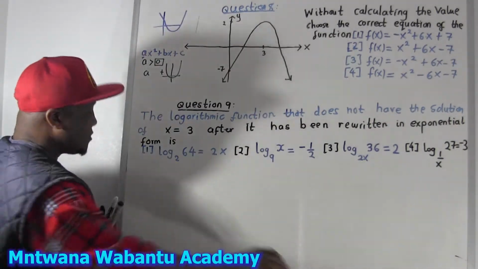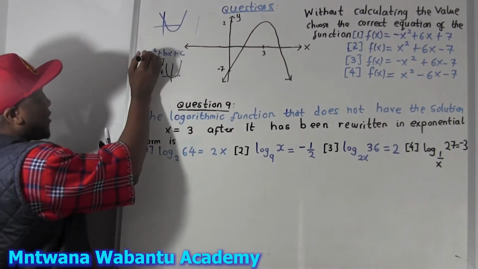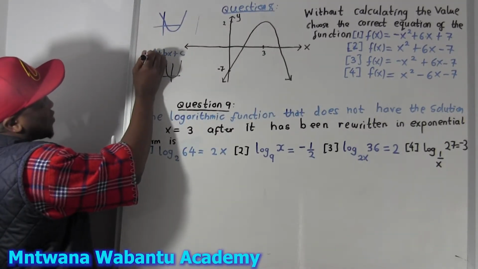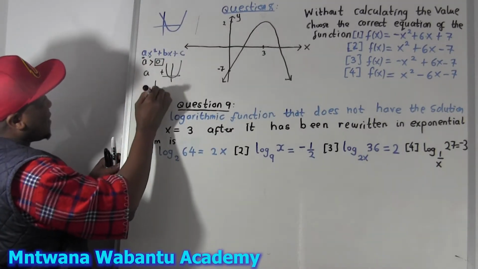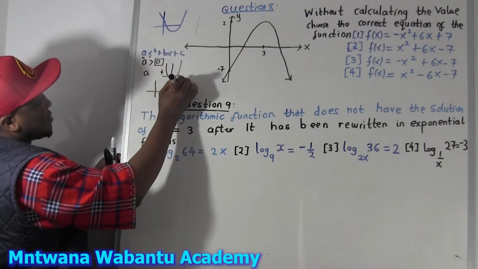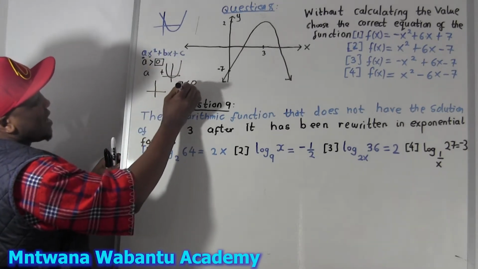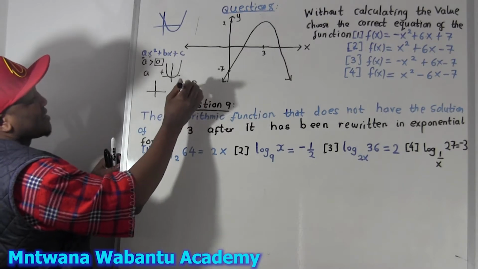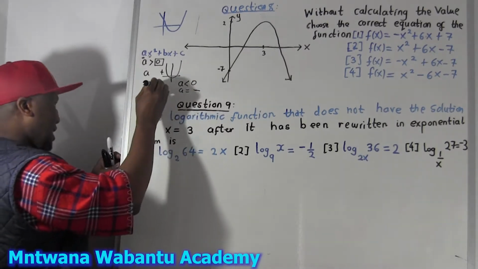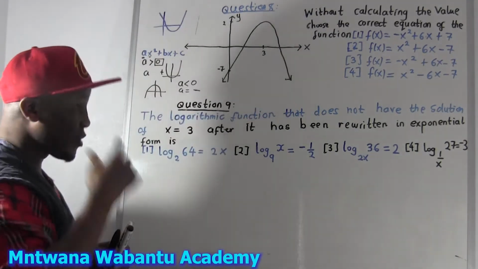But if this value of a, the coefficient of x squared, is less than 0, in other words, when a is a negative number, the graph is going to concave downward. So that one you've got to keep in your mind.